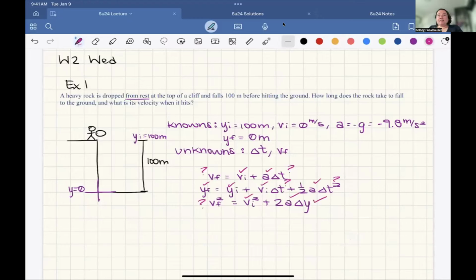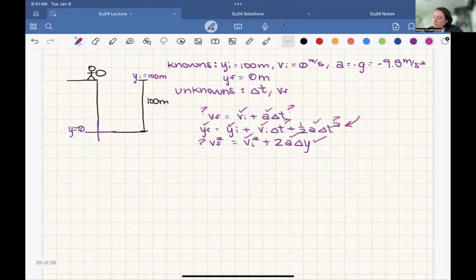So since the order of how they ask the question is how long does it take to fall to the ground and then how fast is it going, I'm going to do it in that order because we can. The first thing we're going to find is the time interval. We're going to want to start with the long kinematics equation because time is the only thing we don't know in that equation.